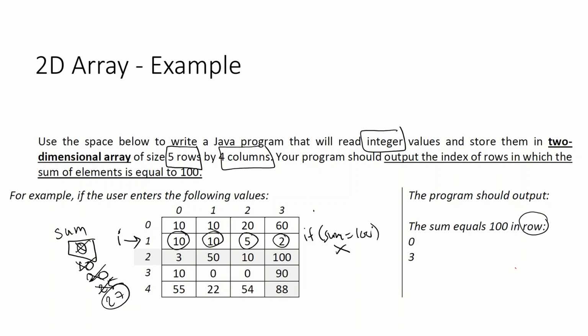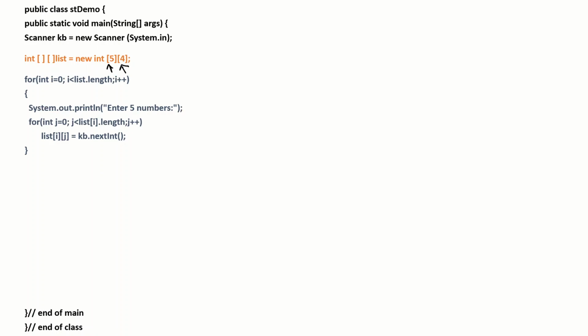So let's do the application of these into coding. So we have the following. We have the main method, and we already declared the scanner because we need to do the reading of the values. Now the second step is we need to declare the array. So the array will be a two-dimensional array of size 5 rows by 4 columns, and that's why we have here the number 5 and here the number 4. And then we will ask the user for values.